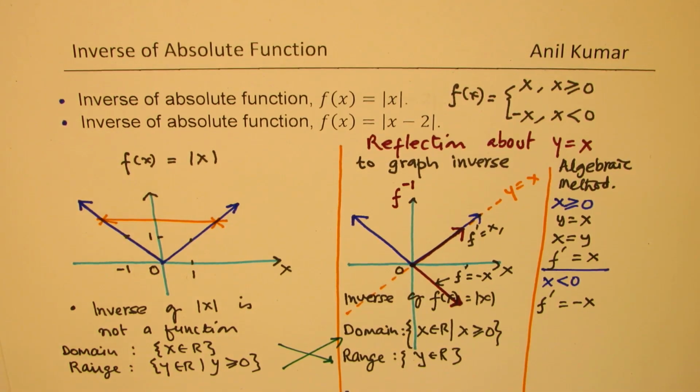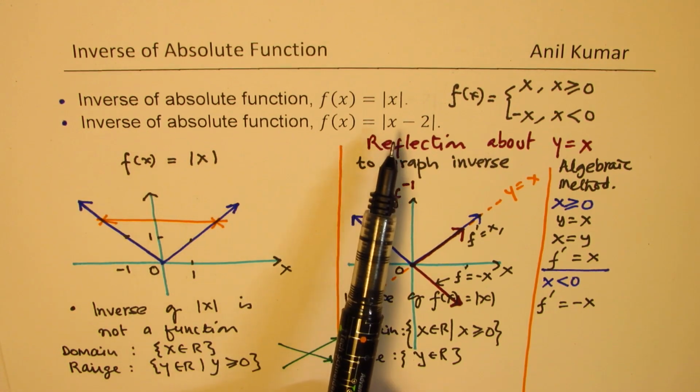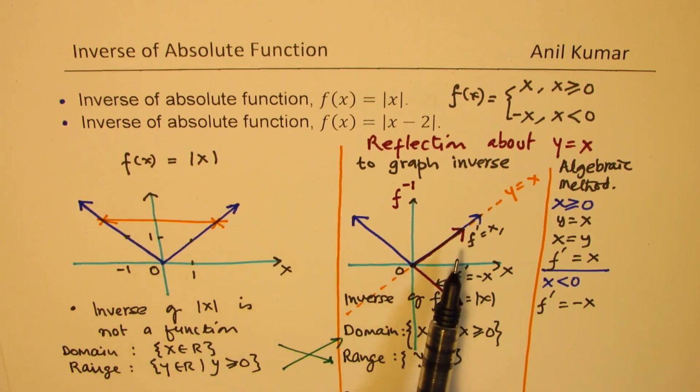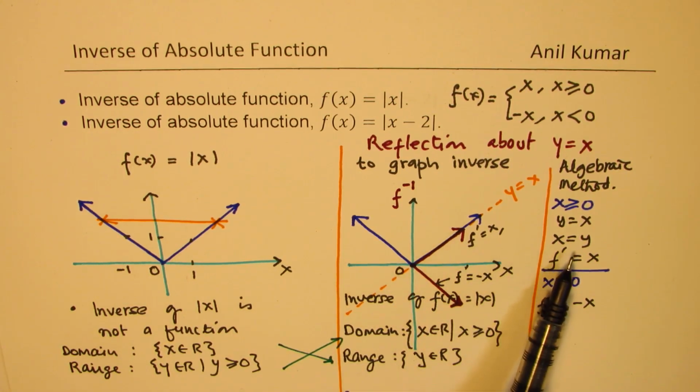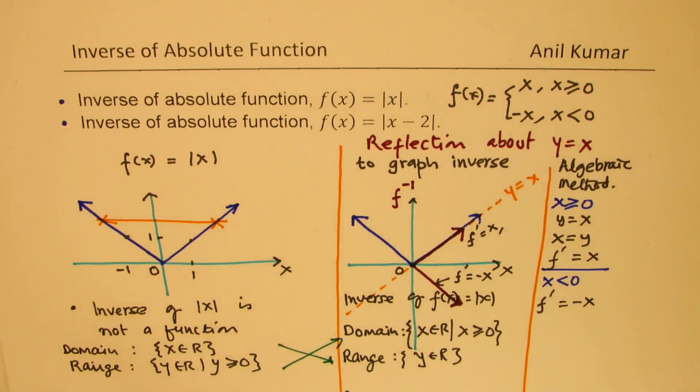Right? So that is how we could actually show what the functions are. Now, let us try to understand how we could find the inverse of the absolute function x minus 2. I hope with this you got a fairly good idea that we could actually find the inverse using the graphical method or the algebraic method. Both will give us the same result. Perfect. So let's continue and find the inverse of the absolute function x minus 2.